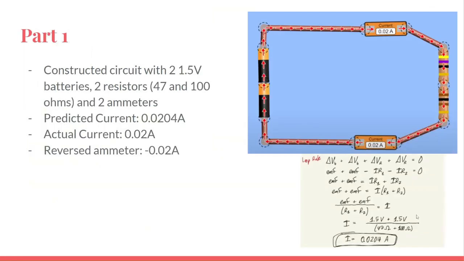So first part, we constructed a circuit with two 1.5 volt batteries, so 3 volts total, two resistors, which are 47 and 100 ohms, and two ammeters. So the predicted current was 0.0204 amps, where the actual current was 0.02 amps, and the reversed ammeter would just be the negative. As intuitive. And you can see some calculations down there that corroborate this.